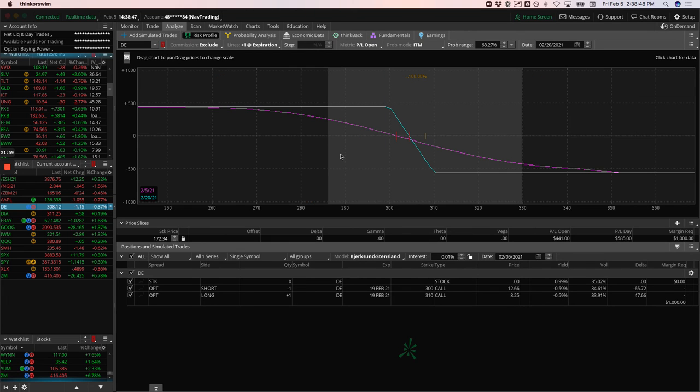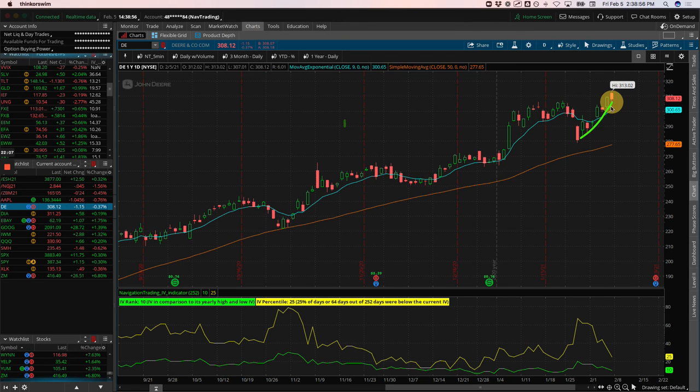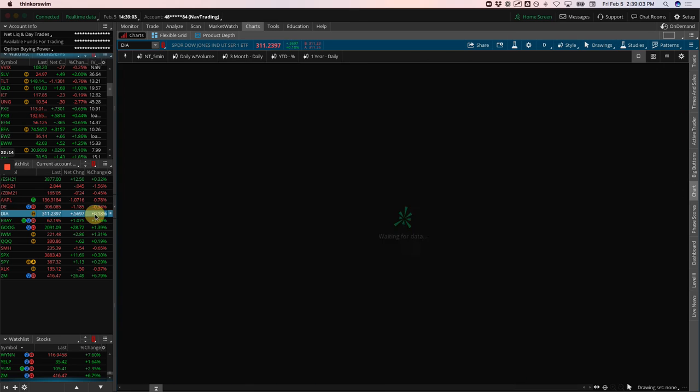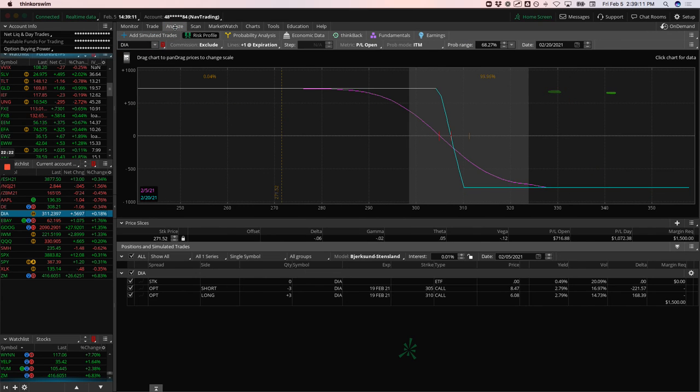John Deere, man, this one was way out here. It was almost at 50% of max profit last week, and then this thing just came roaring back to the upside, along with the rest of the markets, hitting new all-time highs. So we need some downside in John Deere. Another short delta play in DIA. DIA is not as strong. It hasn't even hit a new all-time high yet. Pretty close today, but not quite there. So we'll take a look at DE again.